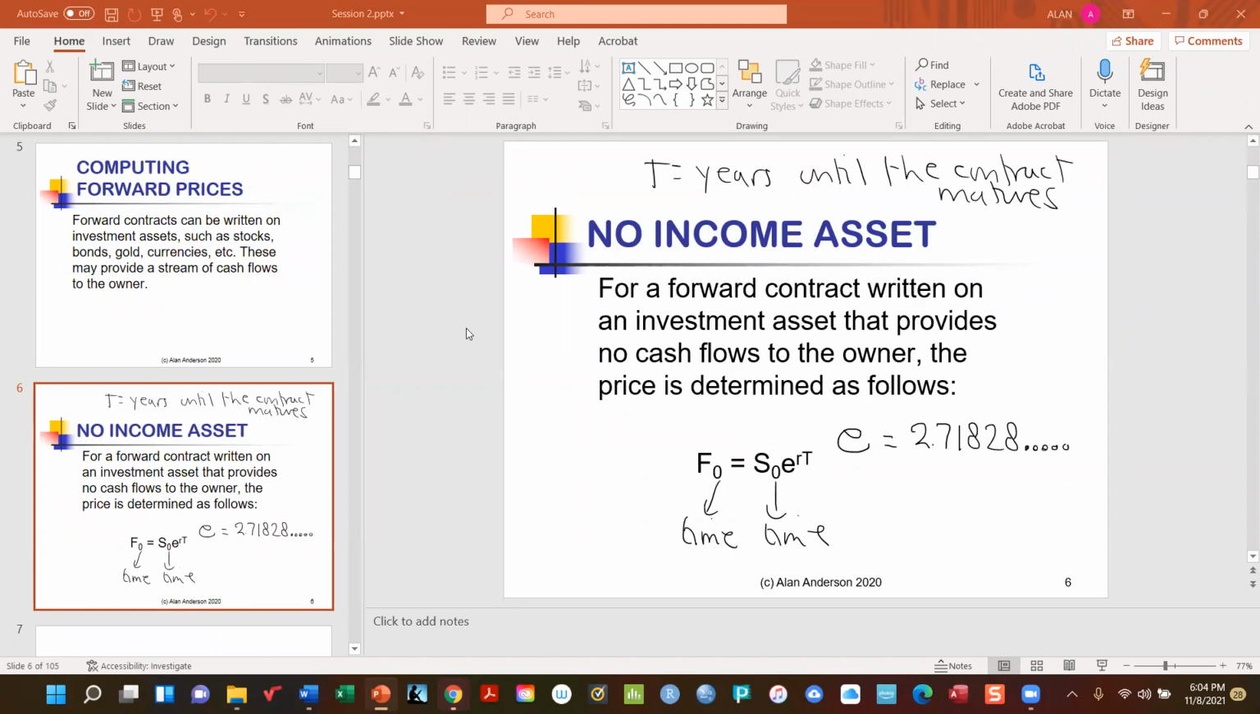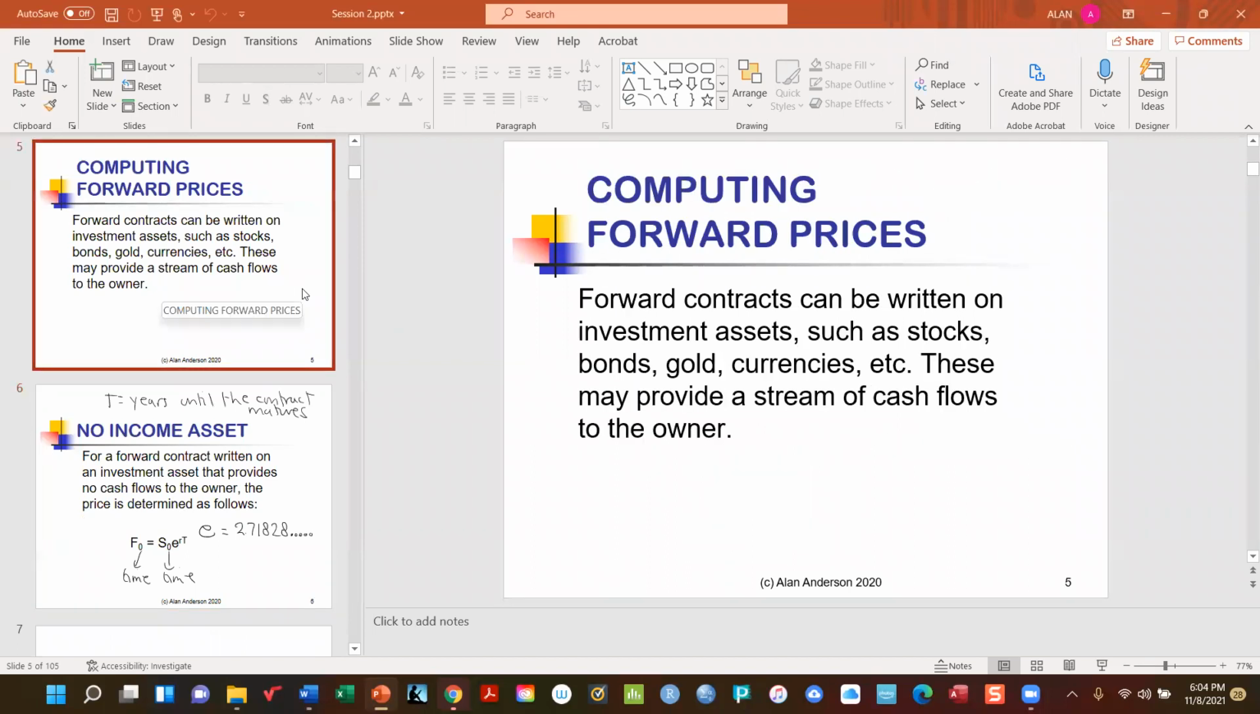Anyway, we're going to start out by assuming that we're writing a forward contract on an asset that does not provide any income to the owner. Now, what exactly does that mean? Well, let's say you enter into a forward contract on the British pound. If you actually own British pounds, you could earn a rate of interest by keeping them in a bank, let's say a British bank that is paying you interest based on the British rate of interest. So owning a currency means you could be earning an interest rate if you keep it in the proper bank.